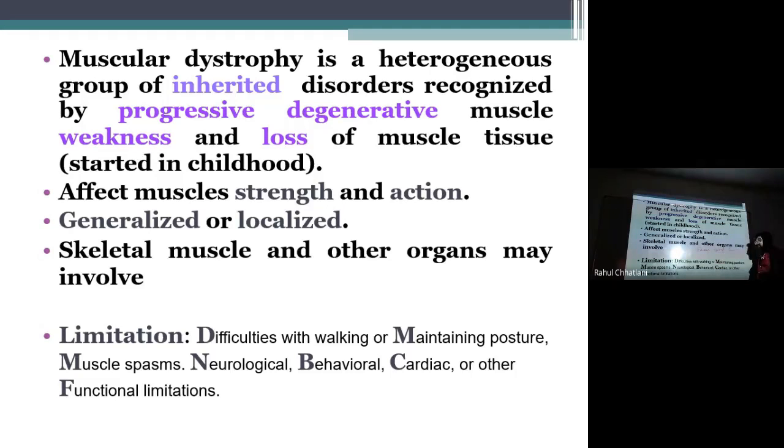Generalized or localized. Localized means the dystrophy happens, for example, in distal aspects or in the girdles, as in limb girdle dystrophy. Facioscapulohumeral is completely localized. It happens only in that region, nowhere else. So it may be generalized or even localized. Skeletal muscles and other organs may be involved. Most of the time there will not be any involvement of other organs, but muscles also supply the organs.